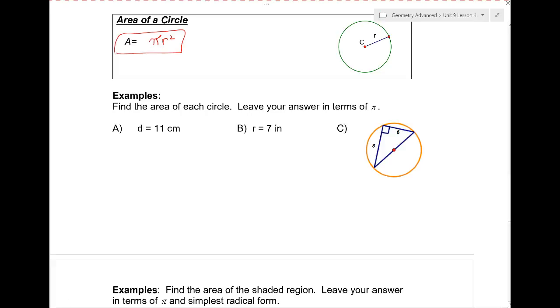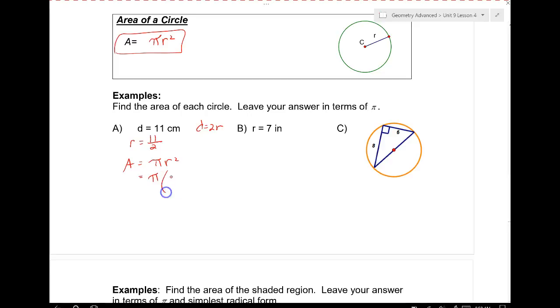On this first one, it says the diameter is 11 centimeters. Well, if the diameter is 11 centimeters and I need the radius, I'm going to just take 11 and divide it by 2. Because remember, the diameter is twice the radius. Then I write my formula down. Area equals pi times radius squared. Guys, let me put it this way. If you want to make sure you get it right, use parentheses when you're doing this.